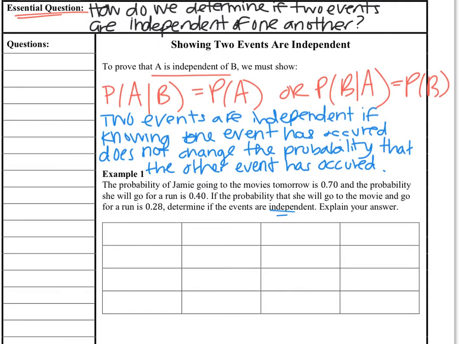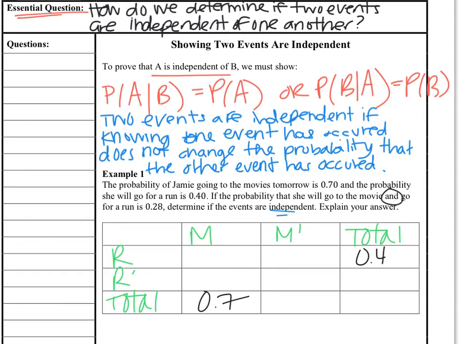of these two things. So we've got, say, M for movies and M prime for not movies, and total, and R for run, R prime for not running, and total. They give us 0.7 for going to the movies. They give us 0.4 for going on a run. And they give us 0.28 for going to a movie and going on a run. So take a minute to fill this in on your own.